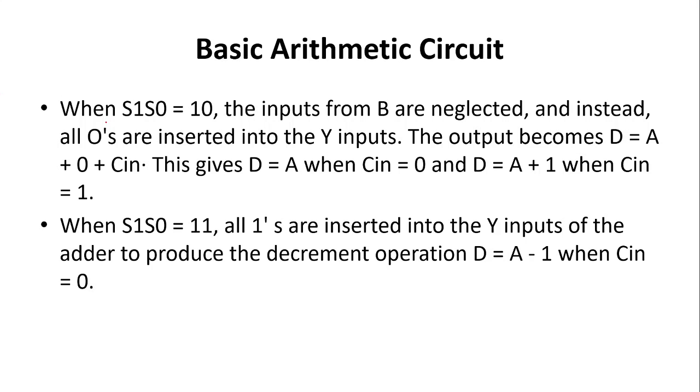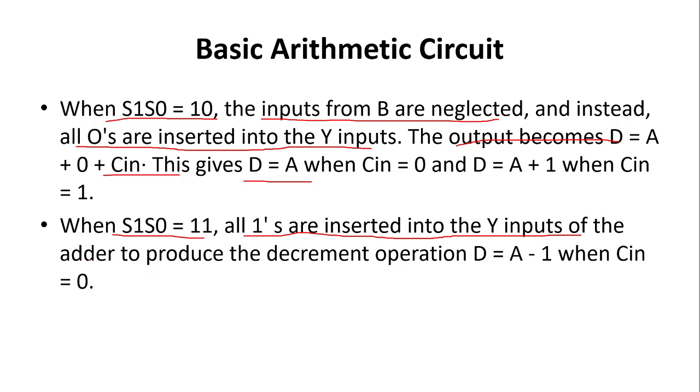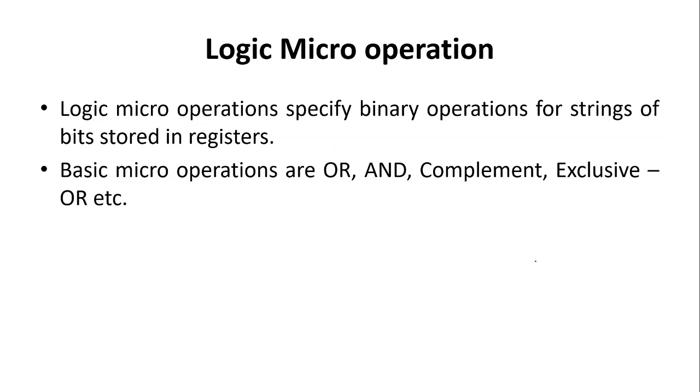Third, when S1 is 1 and S0 is equal to 0, then the inputs from B are neglected, and all zeros are inserted into the Y inputs, the output becomes D is equal to A plus 0 plus Cin, and this gives D is equal to A. When S1 and S0 is equal to 1 and 1, all the 1s are inserted into the Y inputs of the adder to produce the decrement operation D is equal to A minus 1 when Cin is equal to 0.